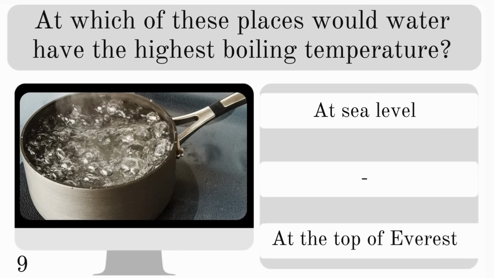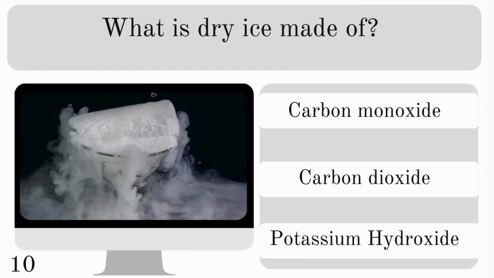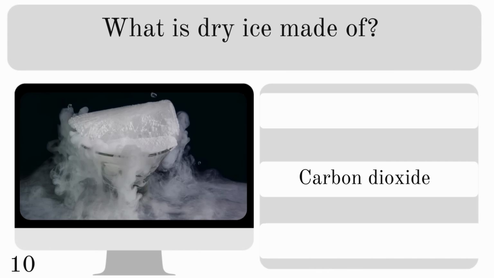At which of these places would water have the highest boiling temperature? At sea level or at the top of Everest? And it's all to do with pressure. The answer is at sea level. What is dry ice made of? Is it made from carbon monoxide, carbon dioxide or potassium hydroxide? And it's made from carbon dioxide.